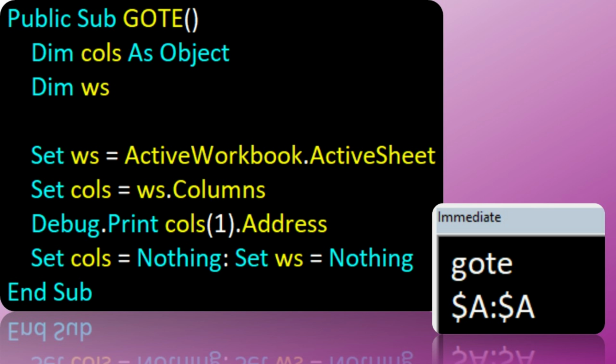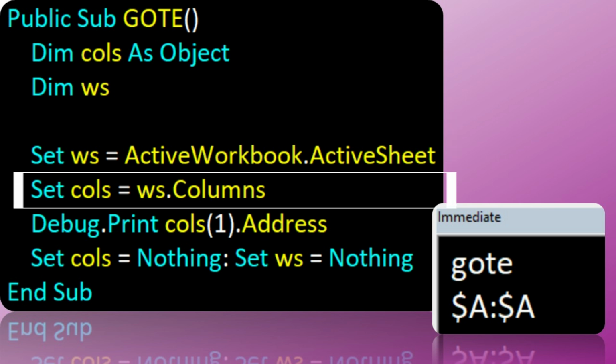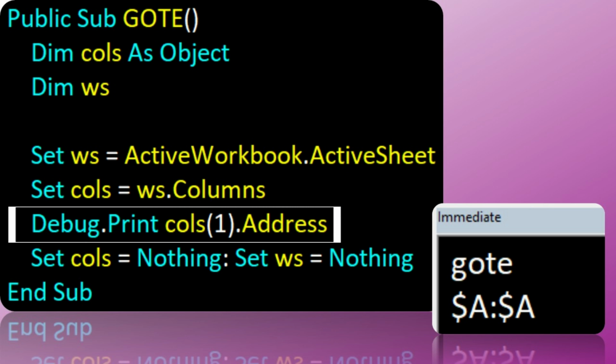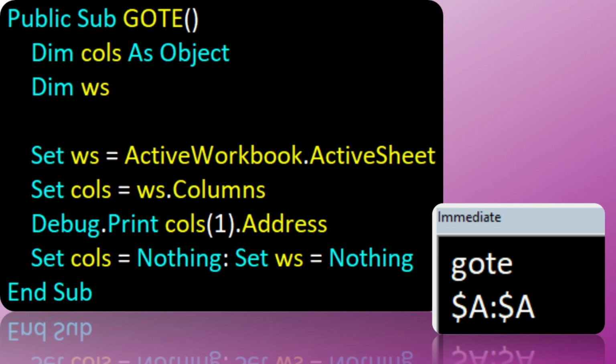Here is some code that does work. First, we set our WS variable to a worksheet. Next, we set our cols variable equal to the columns property of WS, which, remember, returns a range object. Now note what we do next. We refer to the first column of the variable using the index number 1, and we print out the property address. It looks a bit confusing at first, but with practice, it becomes almost second nature.